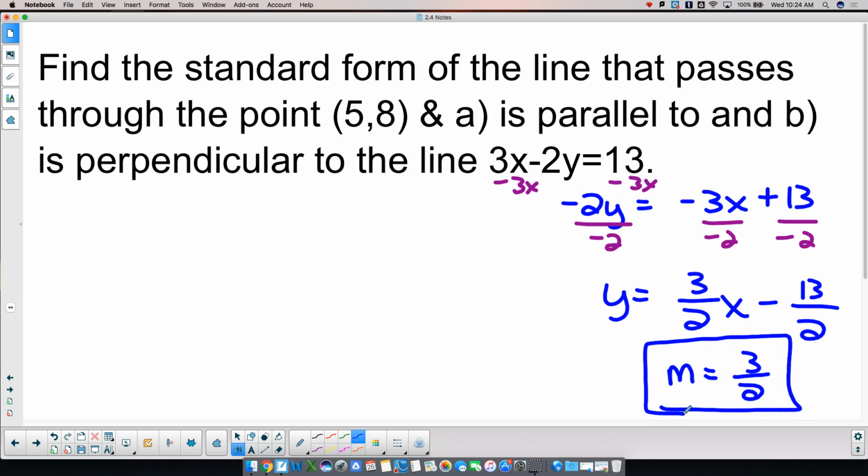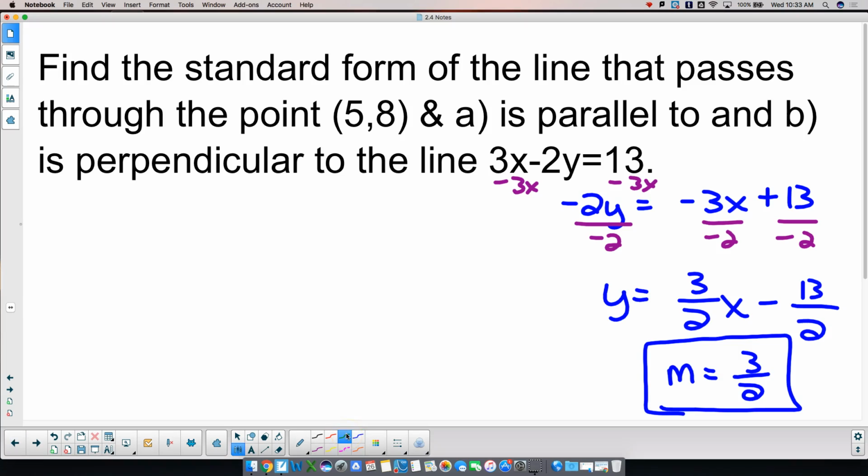Now, in part A, it said we needed to be parallel, and in part B, it said we needed to be perpendicular. Okay? So parallel slopes are what? The same. Perpendicular slopes are what? Opposite reciprocals. Okay? There's your spot check. Continue.